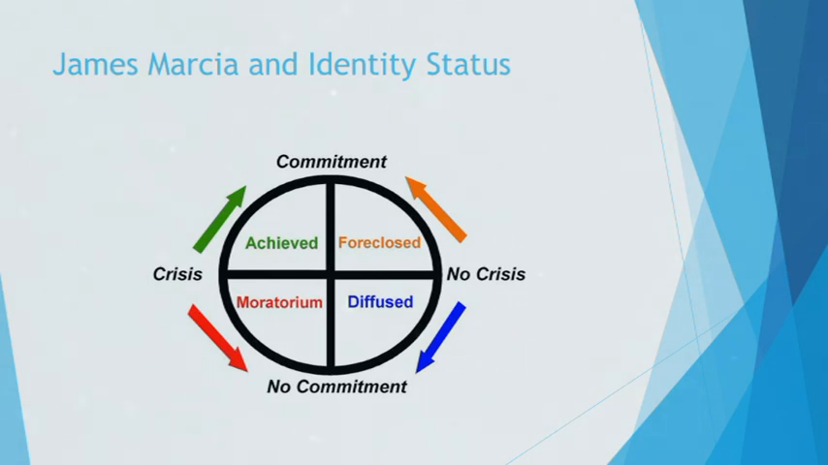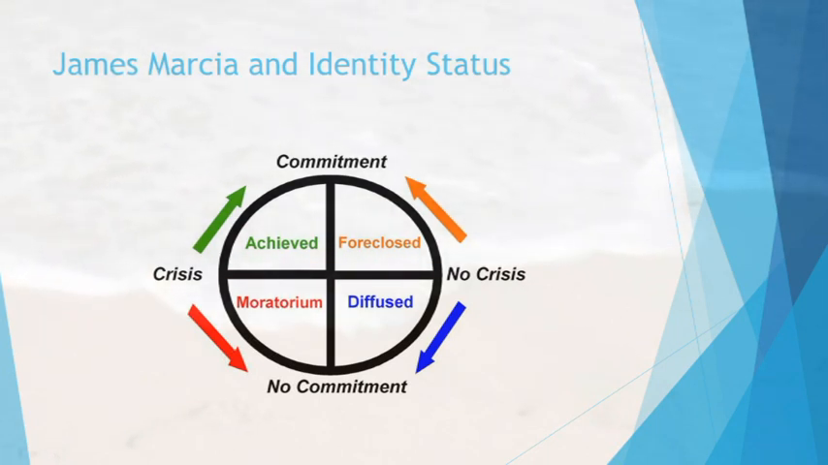And that is where you have identity achieved. And identity achieved is basically after moratorium, when you commit to your own specific individual identity. The final status, identity achieved, occurs when individuals have explored various options and made commitments based upon personal values and beliefs.